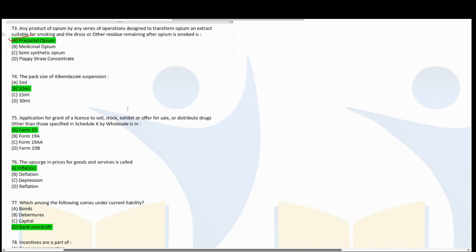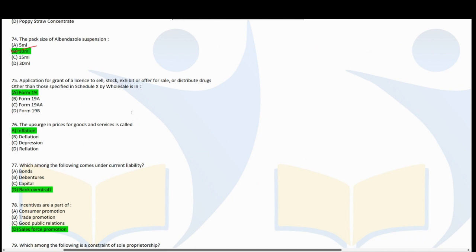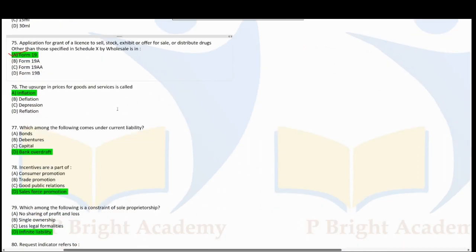The pack size of albendazole suspension. Option B, 10 ml, is the right answer. The application for grant of license to sell, stock, exhibit or offer for sale or distribute drugs other than those specified in Schedule X by wholesale is Form 19. The upsurge in prices for goods and services is called option A, inflation.